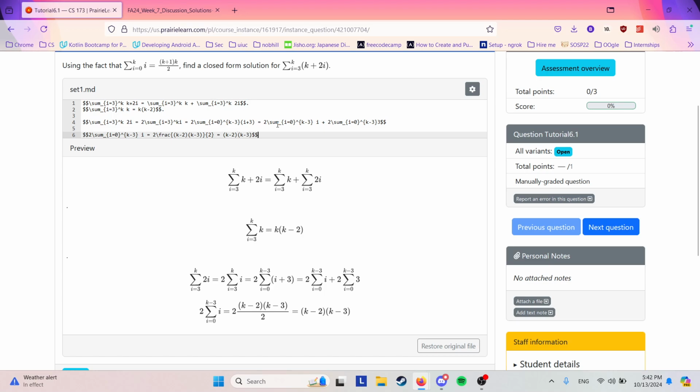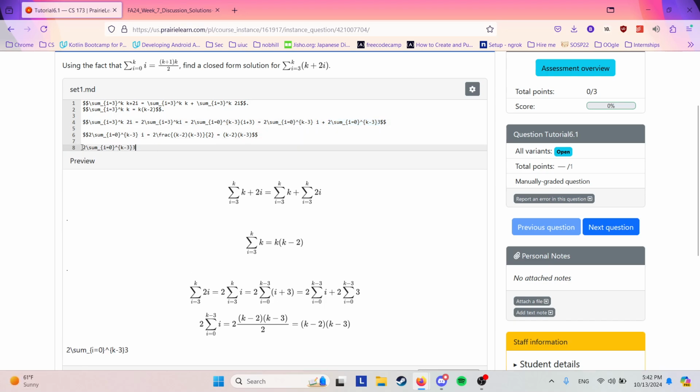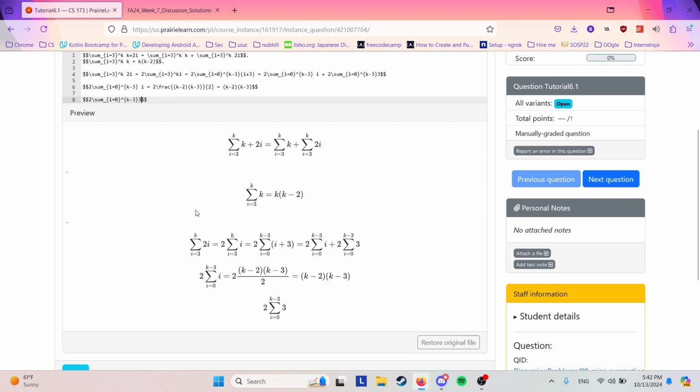The thing on the right, 2 times the sum from i equals 0 to k minus 3 of 3, is very similar to what we saw before, where this is just a 3 added together a bunch of times. And just like before, we have k minus 2 terms here. So this is just equal to 2 times 3, which is 6, times k minus 2, because there are k minus 2 numbers.